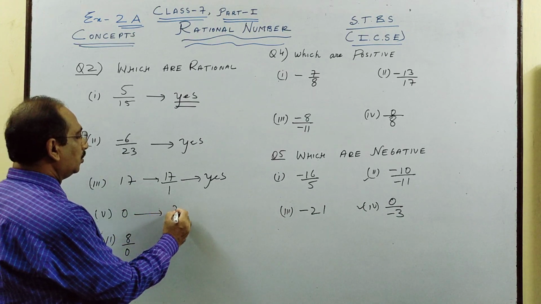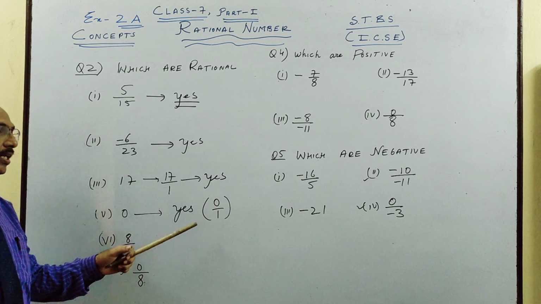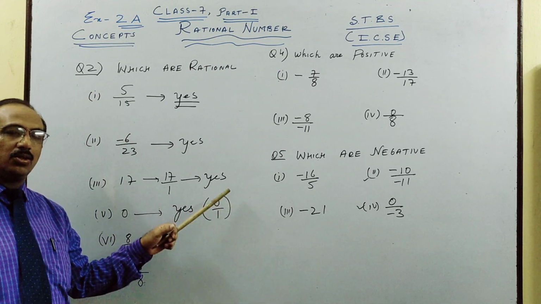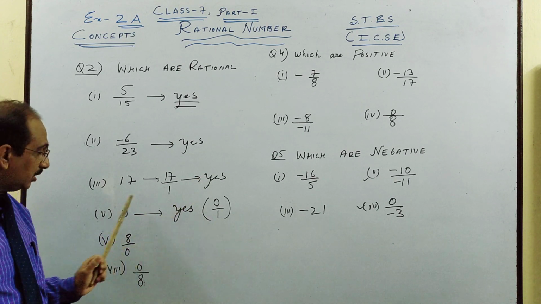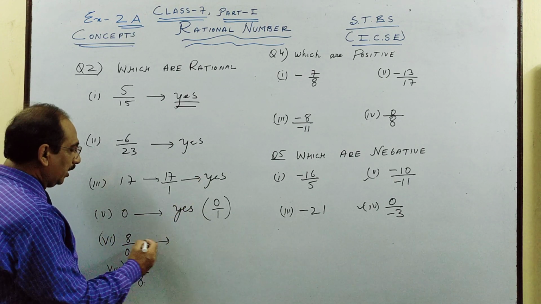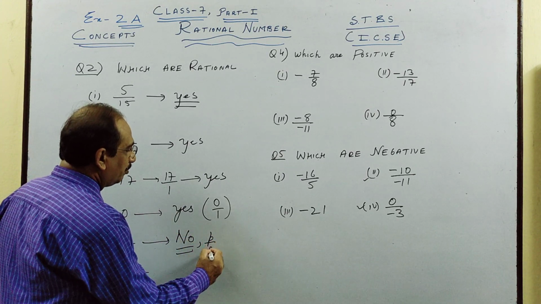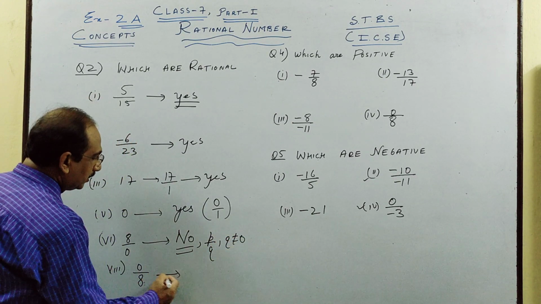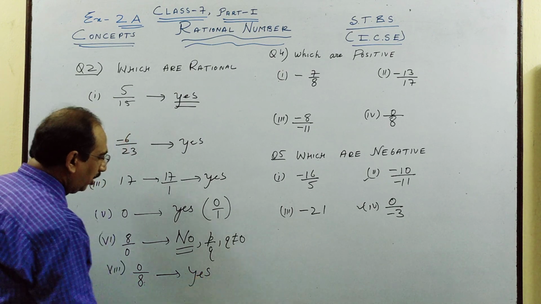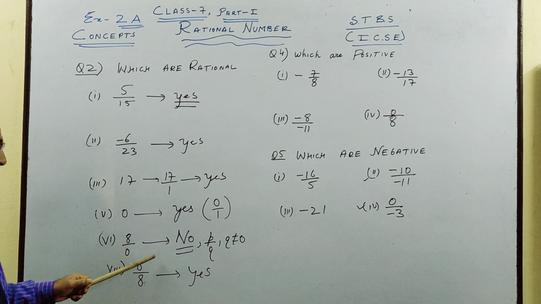0, yes, as I told you, this is a rational number because 0 can be written as 0 by 1, 0 by 2, 0 by 3, 0 by any negative integer. 0 by anything other than 0 is a rational number. But anything by 0, this is not a rational number, because in P by Q, Q cannot be equal to 0. Yes, this is also a rational number because numerator can be 0, denominator can be anything. This value, this is a rational number.